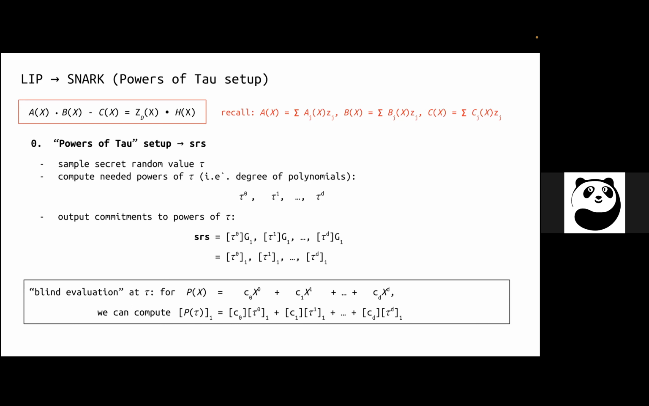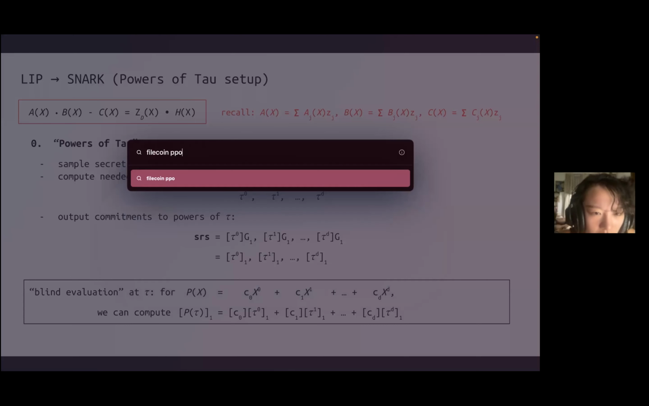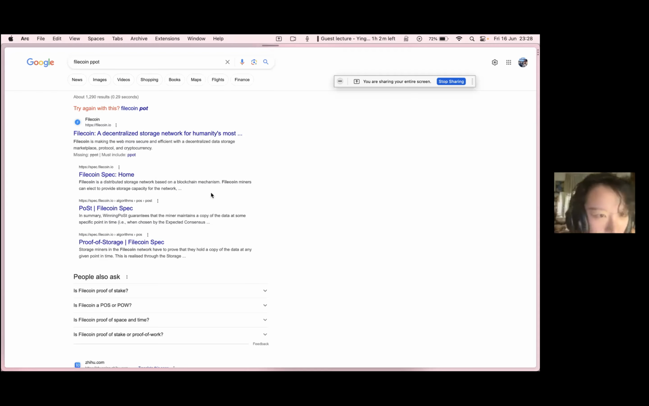Okay, cool. How large is D generally in our SNARK system, like Groth16? Is it supposed to be 2? D is the degree, the maximum degree of polynomial that you can support. I think the largest one I've heard of is the Filecoin powers of tau. It's like 2 to the 30 or something like that.